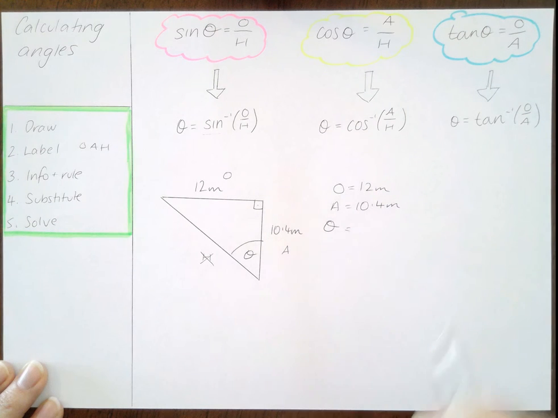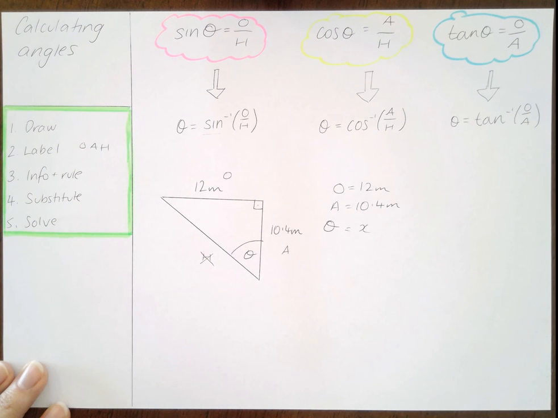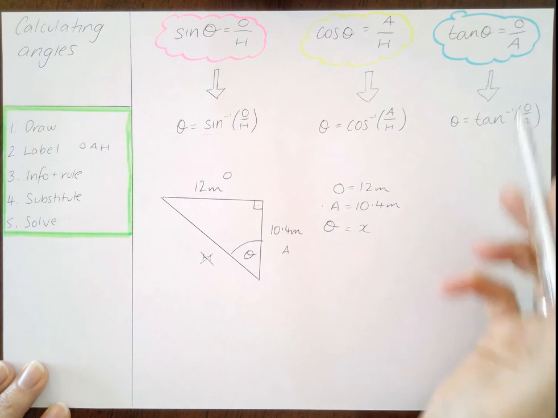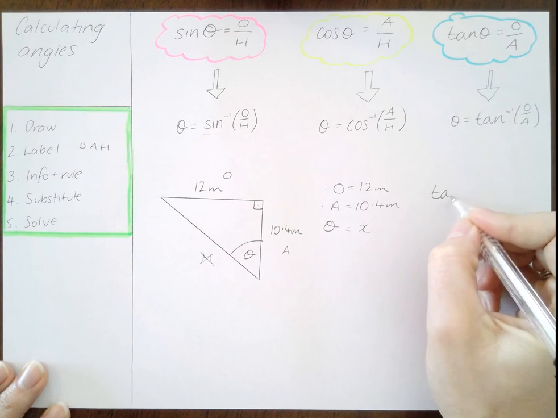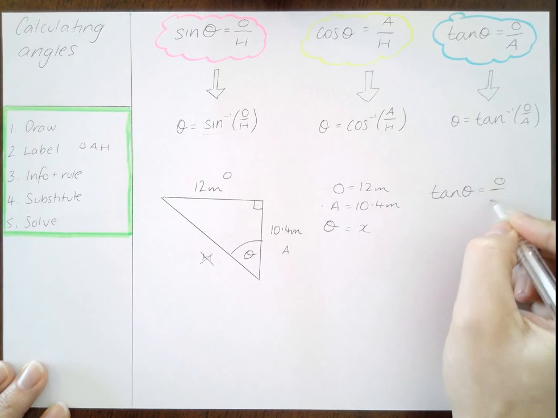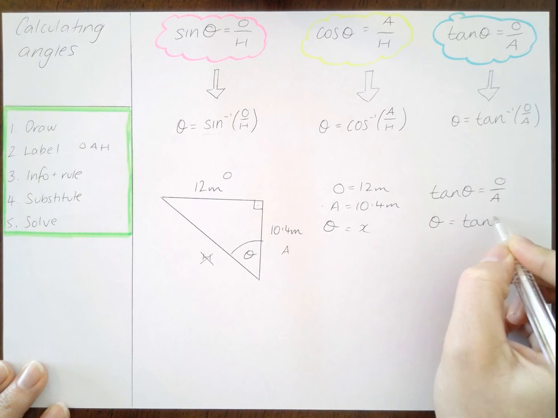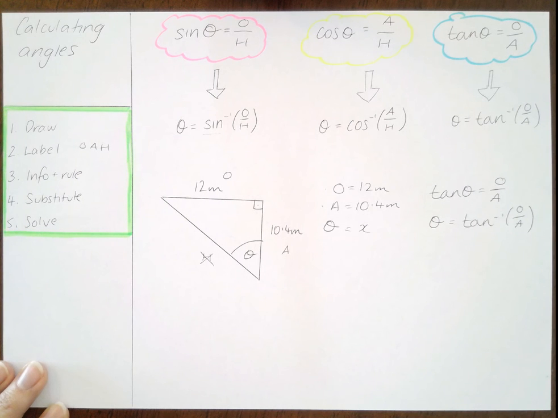Theta is the main important point here because we don't know what it is and we're trying to find it out. So we'll just say X for now. I don't really mind how you write it. Okay, so we need a rule with O and A in it. So we can look up here and find that tan has O and A. I don't mind if you write tan theta equals O over A first and then put the inverse rule. It's all fine. This is our inverse rule.